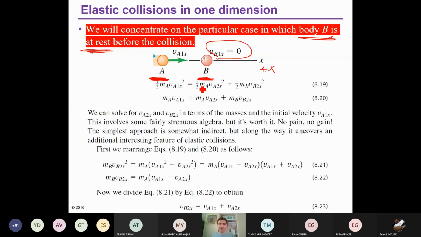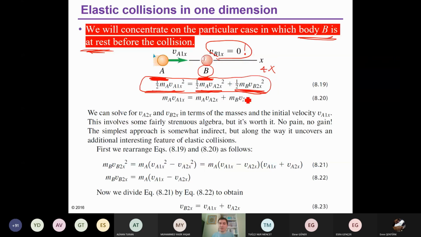Then let's try to write the kinetic energies. Write the conservation of kinetic energy. This first equation is the conservation of the kinetic energy. Here we have kinetic energy of the A ball on the left side. What about the kinetic energy of the B ball? It is 0 because it is staying at rest at the beginning. So there is no kinetic energy from the B ball. So before the collision, we have only kinetic energy from the A ball. After the collision, we have final kinetic energy of the A ball and final kinetic energy of the B ball.